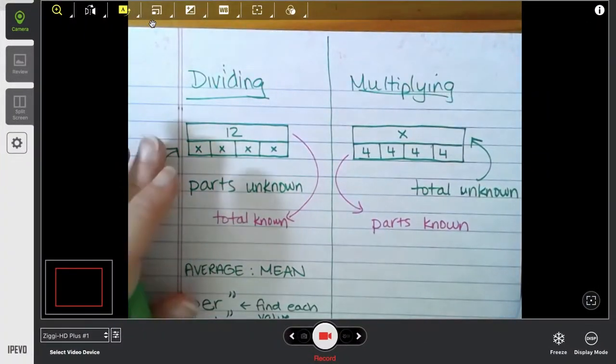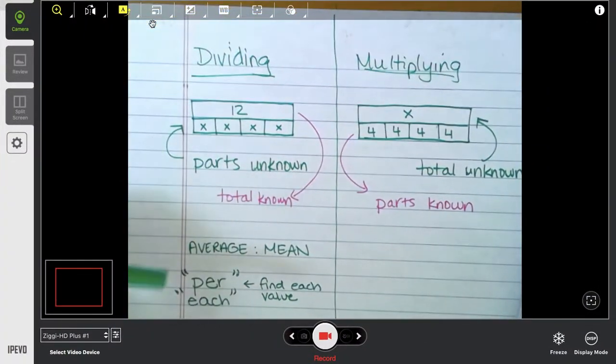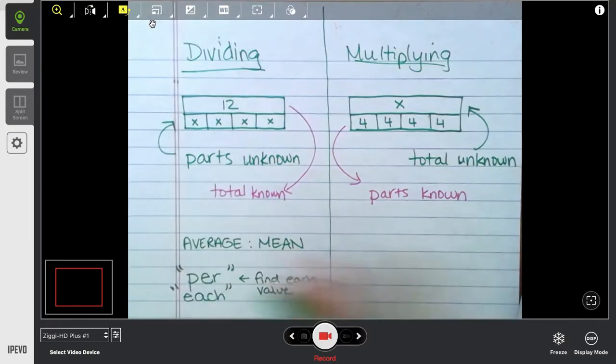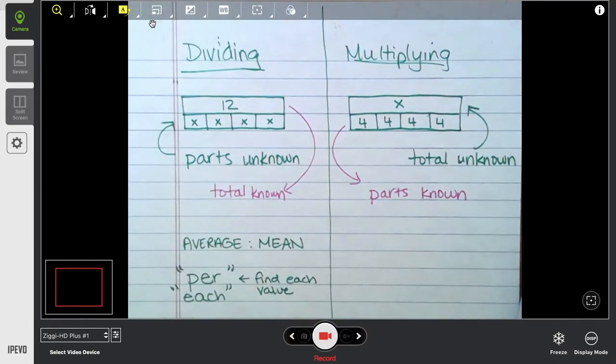All right, guys, so when we're looking for key information to figure out if I'm multiplying or dividing for word problems, there's a couple things I look for. Multiplying and dividing are inverse operations, so they're very similar. So it can sometimes be confusing as to which one you're doing. So I'm going to give you some tips and some hints as to whether we're going to multiply or divide to solve some of these word problems.